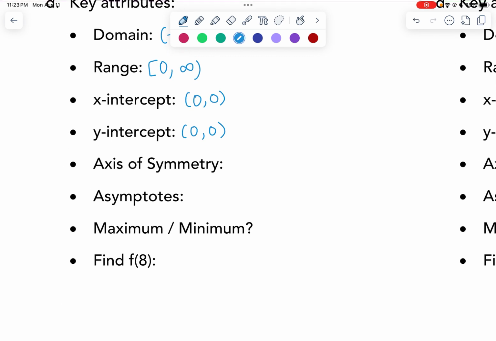Like I said, we're going to skip these next 3. Now, if you were going to find f of 8, well, just remember what's x squared. We're just going to replace the x with 8. So what's 8 squared? 64. So f of 8 would just be 64.